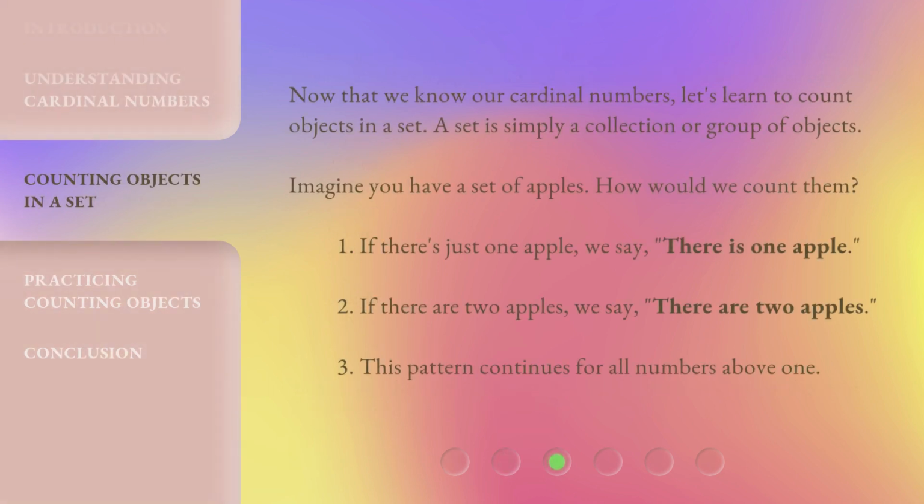Now that we know our cardinal numbers, let's learn to count objects in a set. A set is simply a collection or group of objects. Imagine you have a set of apples. How would we count them? 1. If there's just one apple, we say, there is one apple. 2. If there are two apples, we say, there are two apples. 3. This pattern continues for all numbers above 1.